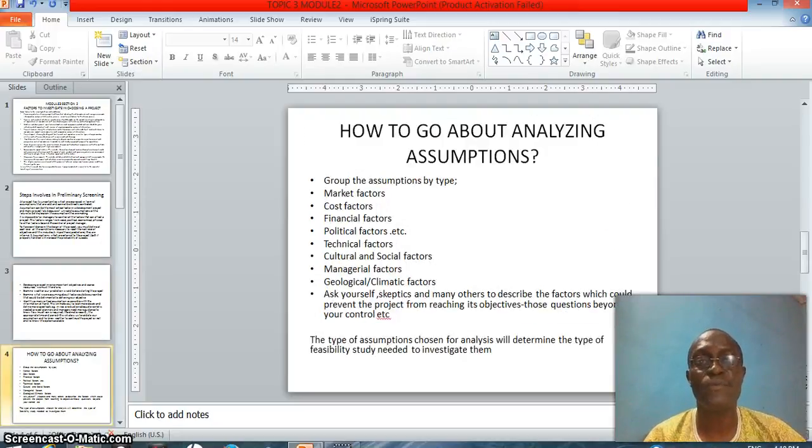How to go about analyzing assumptions. Group the assumptions by type: 1. The market factor, the cost factors, the financial factors, the political factor, etc. The technical factors, the cultural and social factor, the managerial factor, geological and climatic factors. Ask yourself, skeptics, and many others to describe the factors which could prevent the project from reaching its objective. Those are questions beyond your control. The assumptions chosen for analysis will determine the type of feasibility study needed to investigate them.